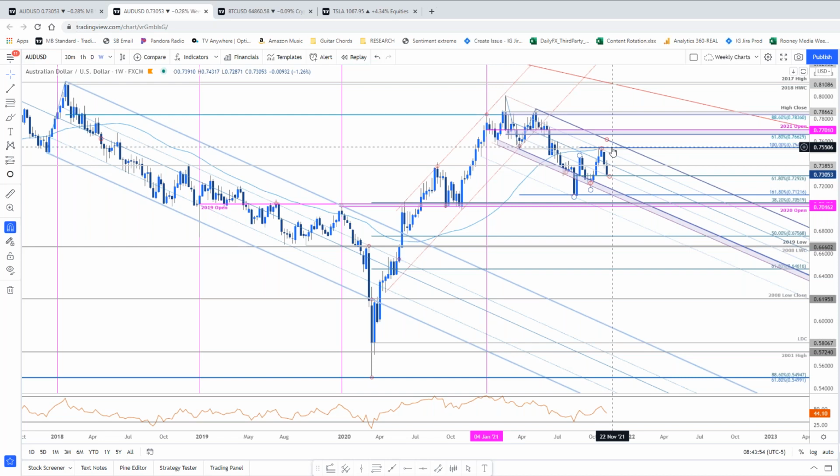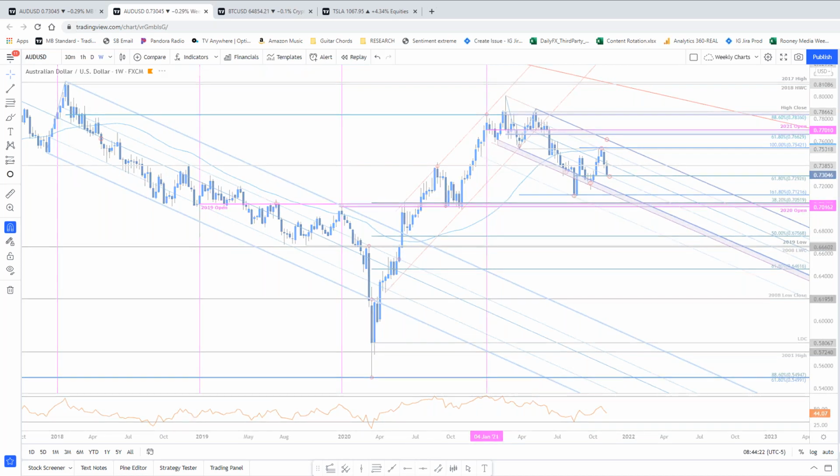72.92 is your first area of interest. That's the 618 of the entire rally. Downslope support. Look for something here today. All the majors, guys, are reflecting the same risk, that the stretch is coming into a near-term inflection point. So we need to close below 72.90 to continue favoring the downside on a weekly standpoint. Right now, that's your near-term support in Aussie.